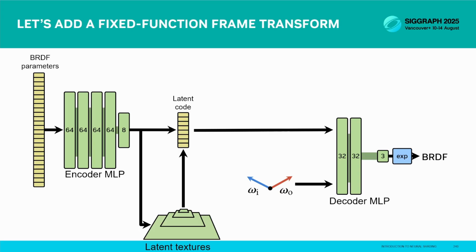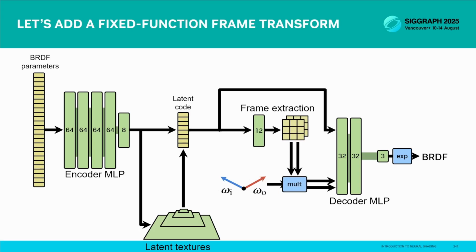And we can help it along by infusing our knowledge of how to do shading frame transforms into a fixed function component of the network. To do this, we add a very small trainable layer that extracts normals and tangents from the latent code. And then we have a small piece of shader code that takes those directions, makes them orthogonal, normalizes them, and then rotates the view and light directions into the resulting shading frame. That alleviates the network having to learn these complex nonlinear operations.